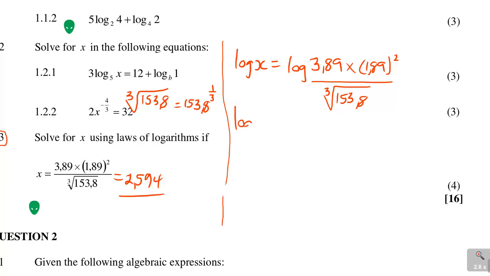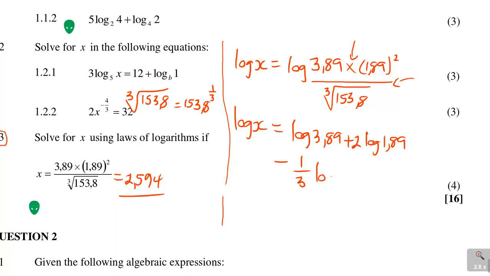I was supposed to say here log x is equal to log 3,89 plus 2 log 1,89. Remember, times means plus, but divided means minus. You see, I was supposed to say minus, so it's minus because of my space. Let me put the negative this side. Suppose say minus 1/3 log 153,8. That is how this was supposed to be.